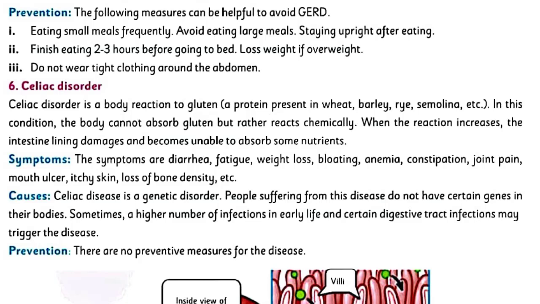Causes. Celiac disease is a genetic disorder. People suffering from this disease have certain genes in their bodies. Sometimes, a higher number of infections in early life and certain digestive tract infections may trigger the disease. Prevention. There are no preventive measures for the disease.